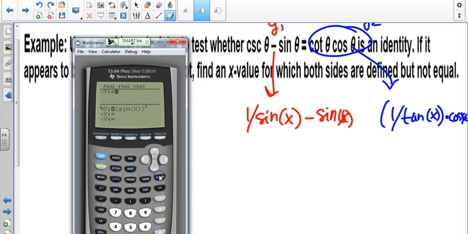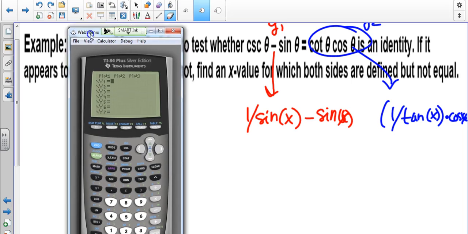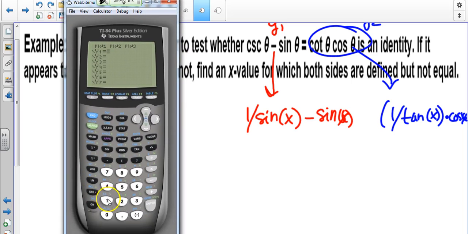Go to y equals. In Y1, we're going to type 1 divided by sine x minus sine x. And you could put an extra parenthesis around the 1 divided by sine x if it made you feel better, but it'll do order of operations. It would always divide before it's subtracted, so you don't actually need it.